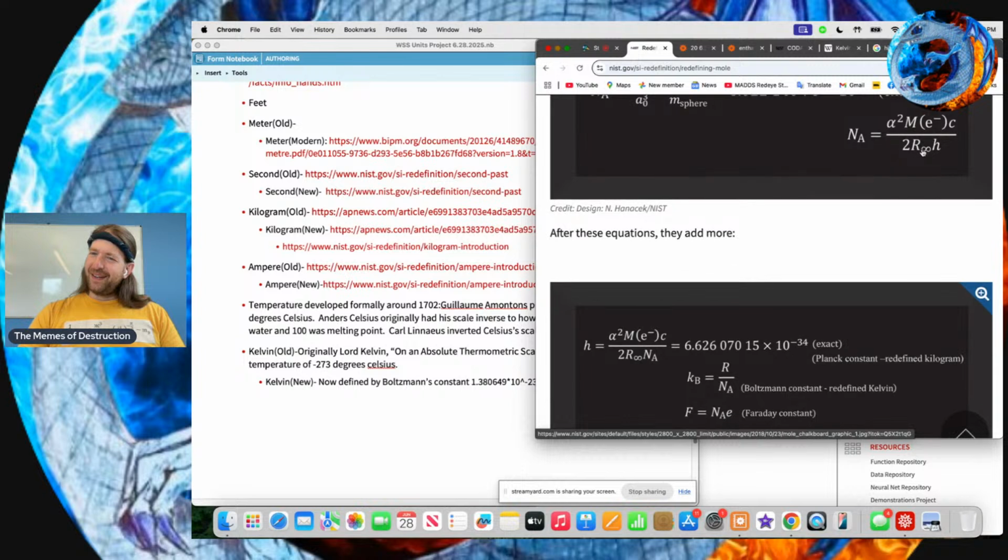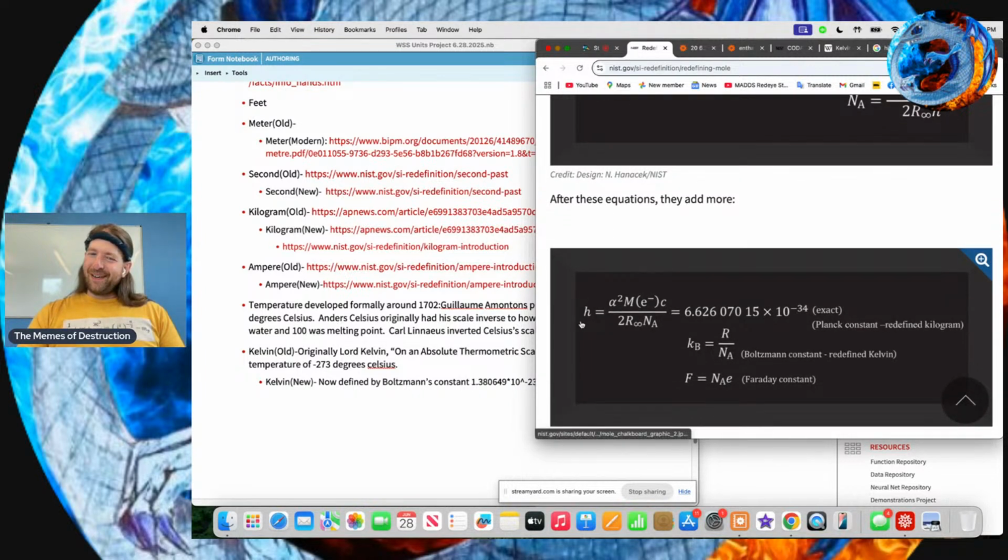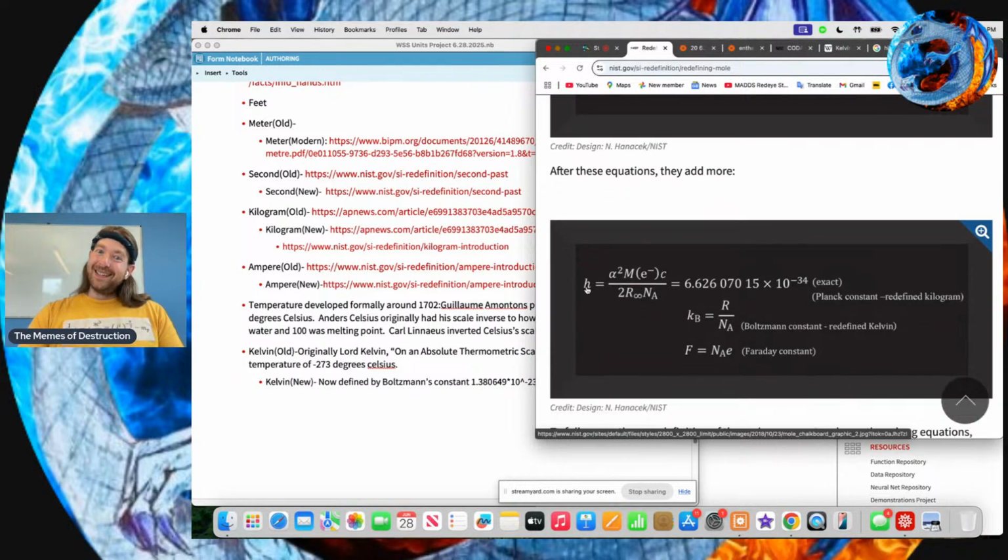Okay, we're going to need, I think that's Rydberg's constant. After these equations, they add more. All right, so h is Planck's constant. Okay, is this how to define the kilogram? Okay, I think this makes sense then, or at least, maybe. Okay, so that looks like the fine structure constant squared. That's alpha squared times an m, and then is that the mass of the electron times c? Let's try this.